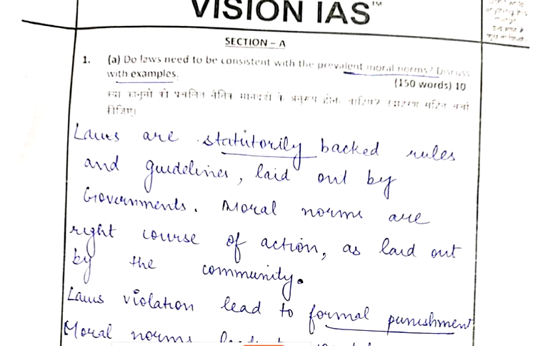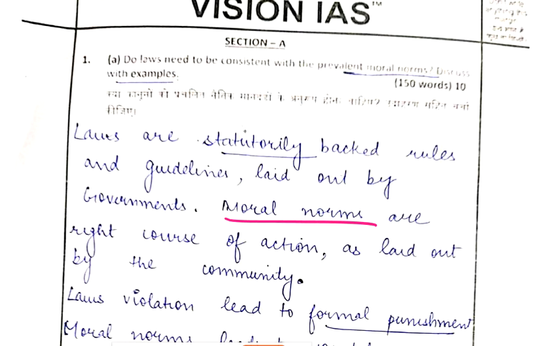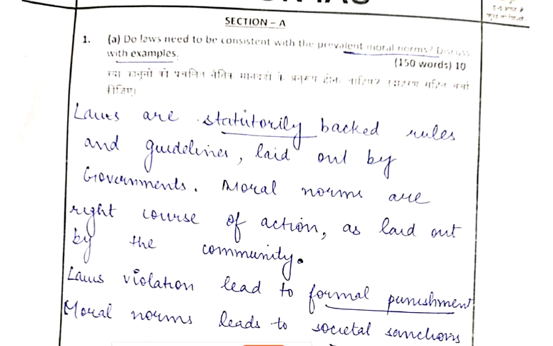So we know that laws are the statutorily backed rules and guidelines that are laid out by the government. And what are moral norms? They are the right course of action as laid out by the community. So it's the right course of action laid down by the community.